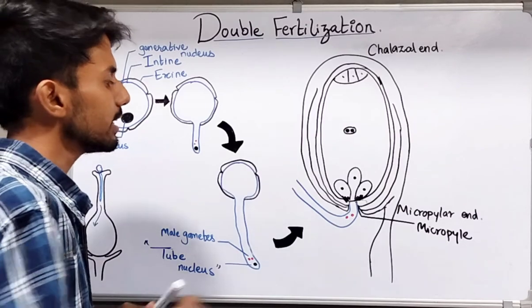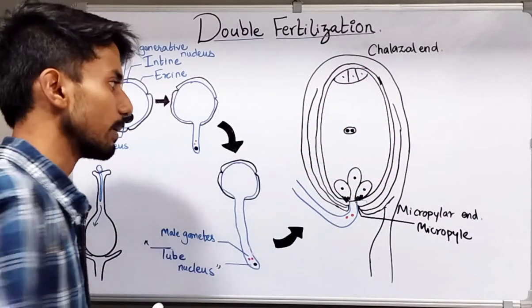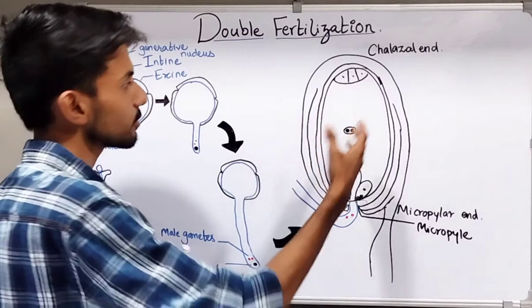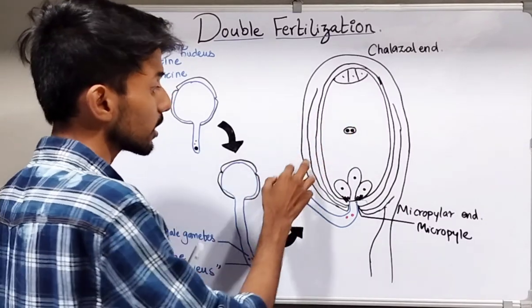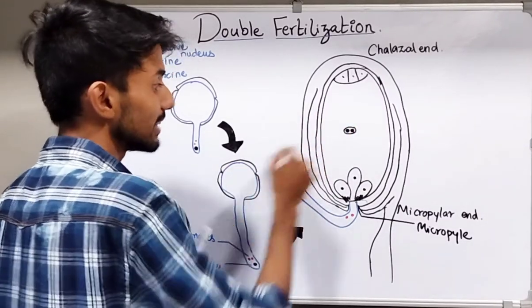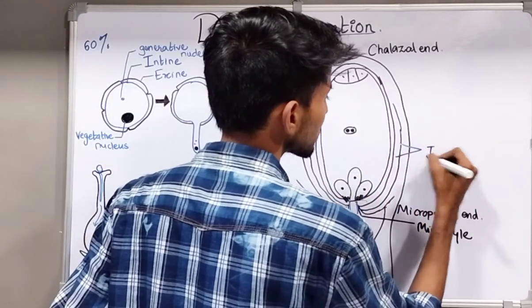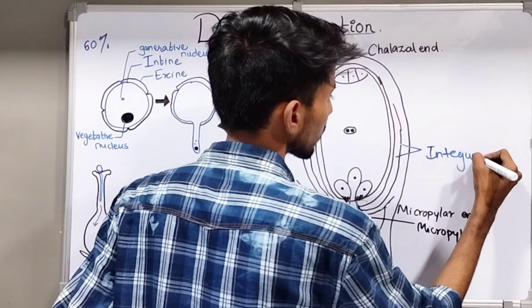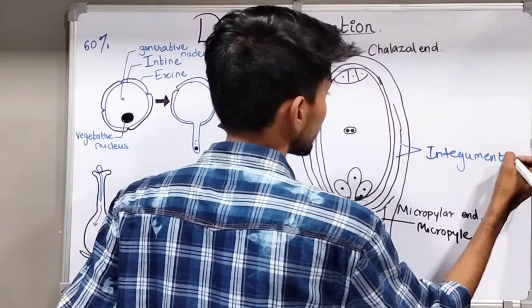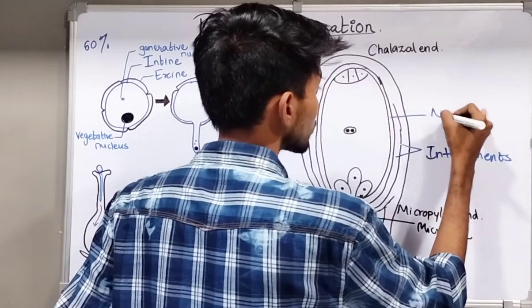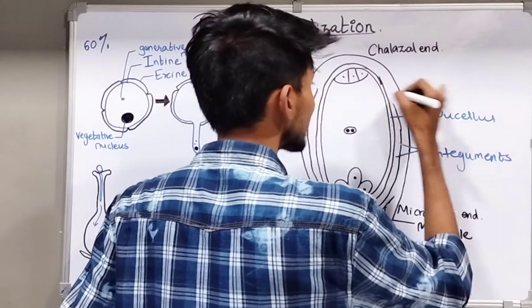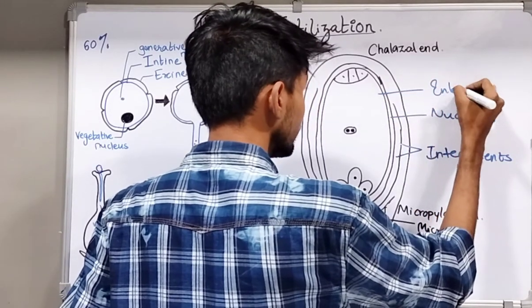Now we already saw the structure of an ovule. Inside the ovule, we saw that the ovule has two outer coverings called the integuments, then the nucellus. Let us mark them. These are the two integuments, outer integument and inner integument. Then we have a layer, the nucellus, and inside we have the embryo sac.